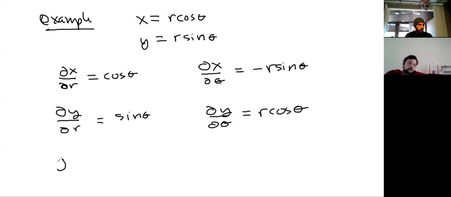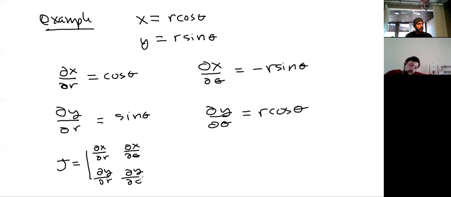And so we can compute what j is. Well, j is going to be the partial of x with respect to r, the partial of x with respect to the second variable, which is theta, and then the partial of y with respect to r, and the partial of y with respect to theta.